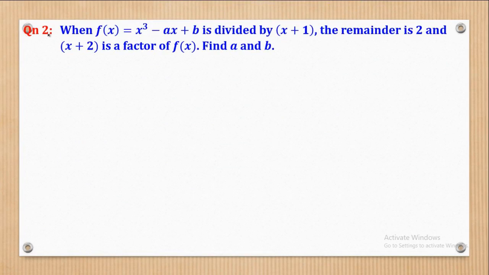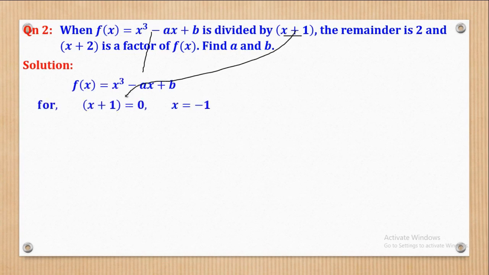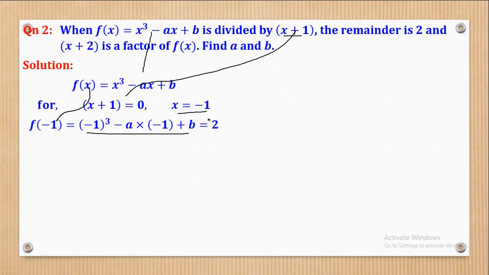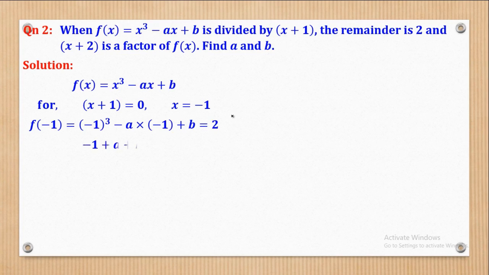Now we shall go to question 2. Question 2 says, when f(x), which is this, is divided by this, the remainder is 2, and this is a factor of f(x). Find the values of a and b. So first of all, f(x) is that, and when divided by this, we shall equate this to 0, then get the value of x, which is negative 1. So where there is x, we shall put negative 1 to come up with f(-1) being equal to this, and in the end we equate it to 2 because we are told the remainder is 2. So I'll simplify to get equation 1.